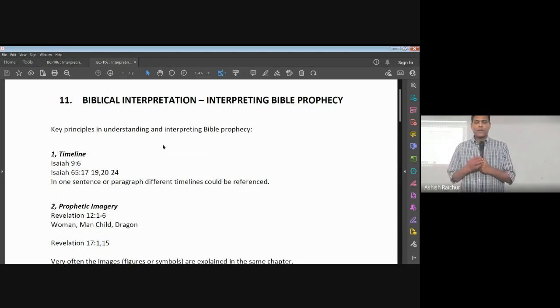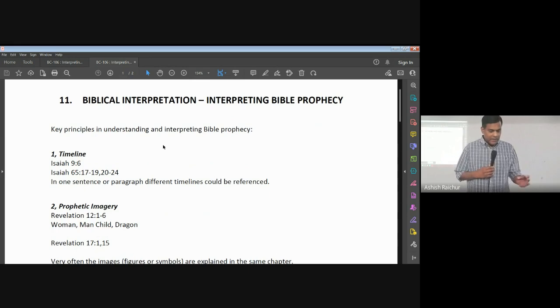Number one: understand that in prophetic scripture there are varying timelines that could be spoken of in a single sentence, and the timeline may not be explicitly mentioned. The timeline is therefore understood from other places in scripture. There are several examples; I just put maybe one or two for each. In Isaiah chapter 9, verse 6, the prophet Isaiah is speaking.